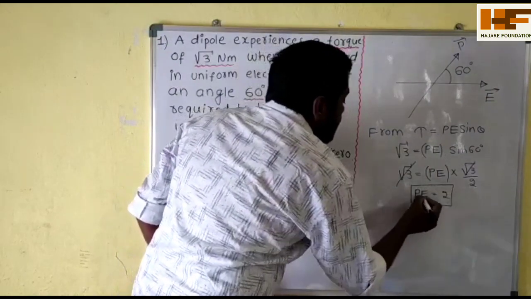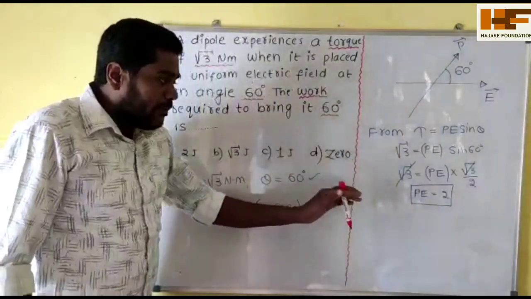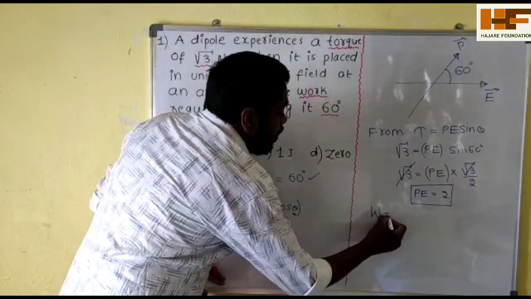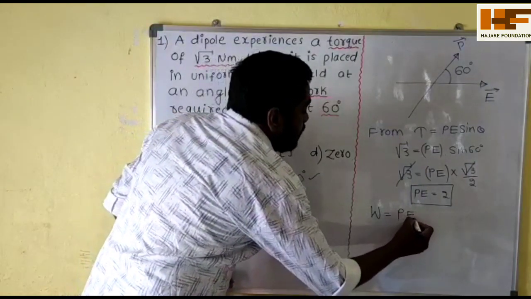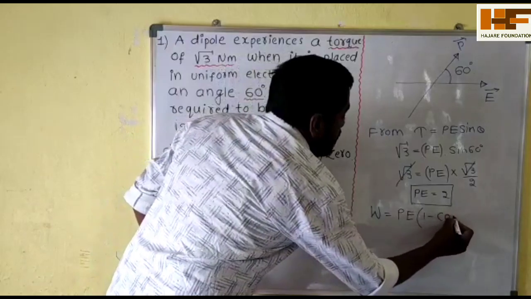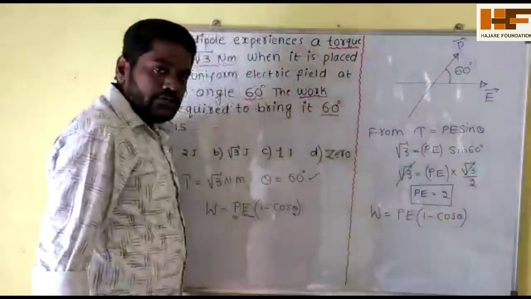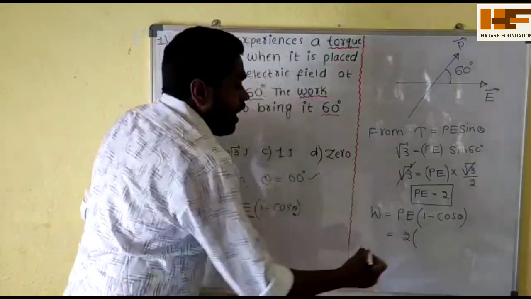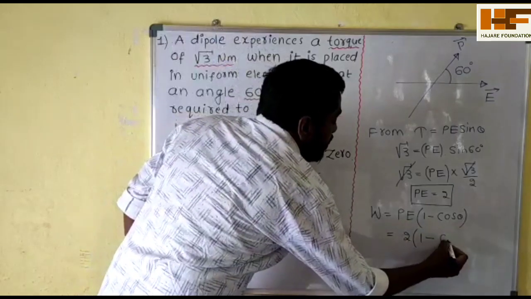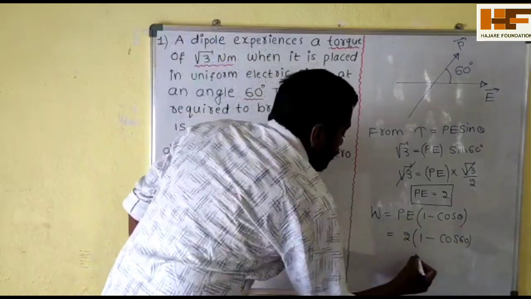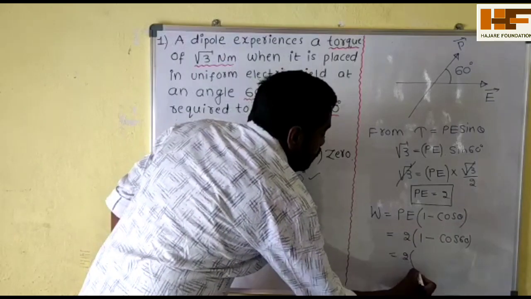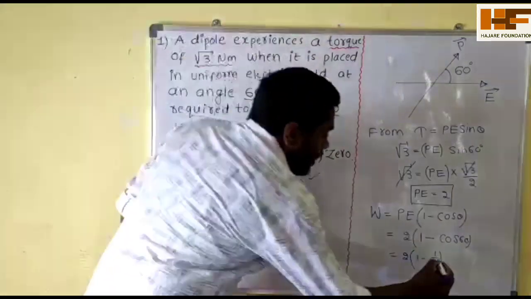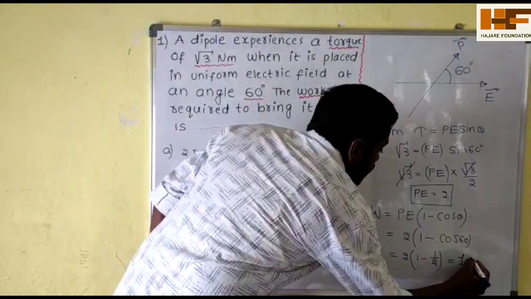Therefore, the product of the dipole moment and electric field equals 2. Now the work done formula: W is equal to P E into (1 minus cos theta). Substituting, P E is 2 and it is 1 minus cos 60. Cos 60 is 1 by 2. Simplifying, we get 1 joule.